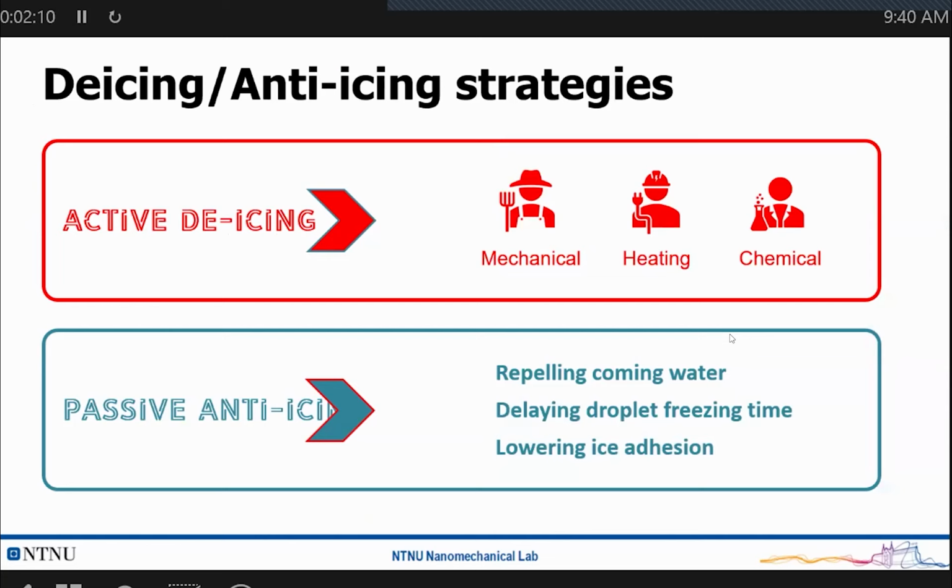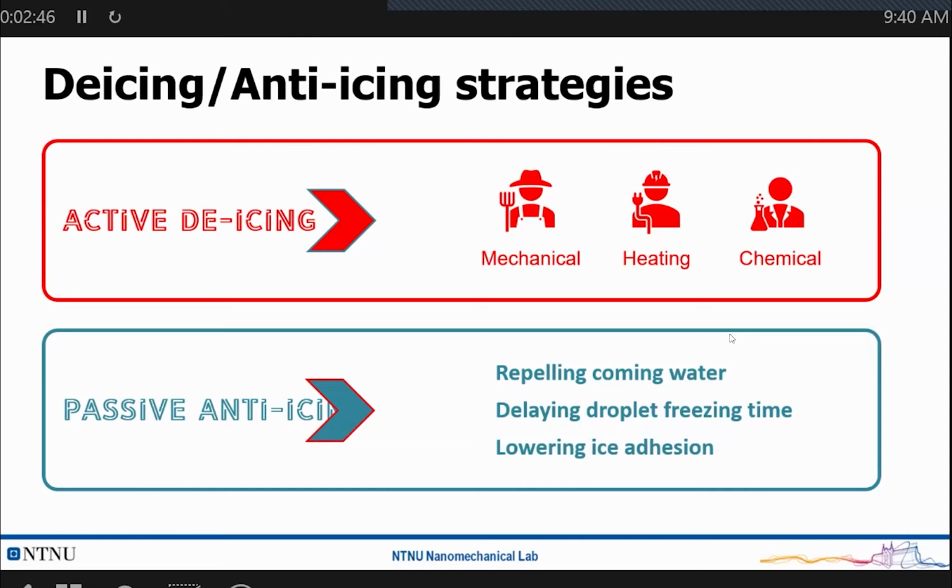It's easier to understand that when you have the ice formed on the surface, then we use some active de-icing method. That means we pump energy to remove ice. And it could be a mechanical, thermal, or chemical method. The problem is that all those active methods need a lot of energy, and it poses environmental harm. And sometimes it's also difficult for the current technology to reach those areas, like the power cable above, or like the wind turbine blade.